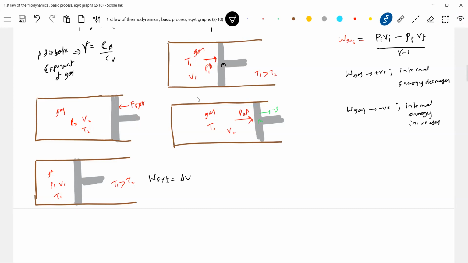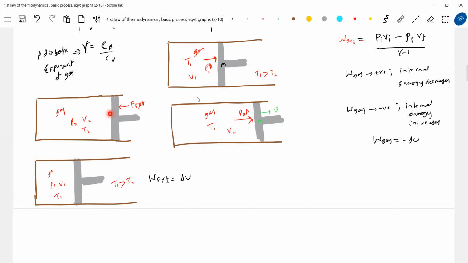Work done by gas should be minus delta U. I think this is something very important here. So you do get a problem where an external agent will be pushing it. As the external agent does positive work, the internal energy of the gas increases. If the external agent does negative work, the internal energy decreases.